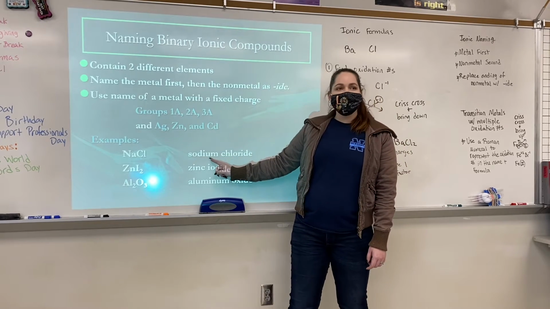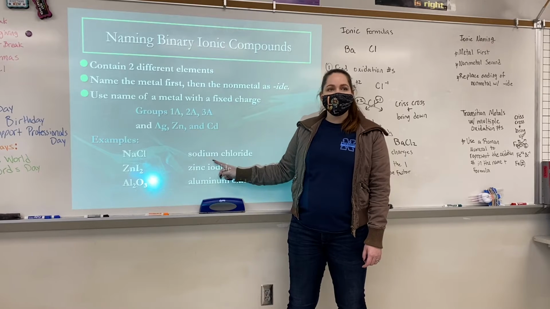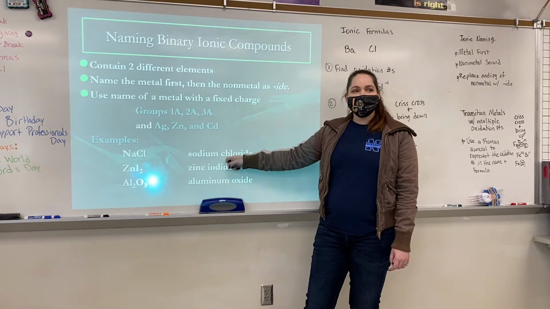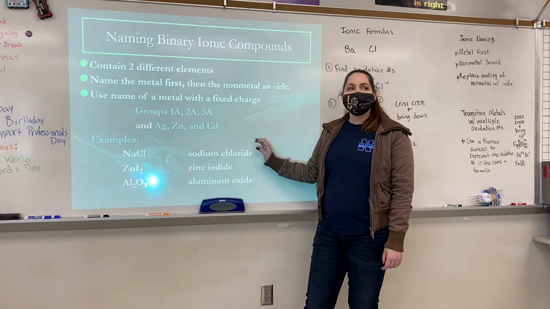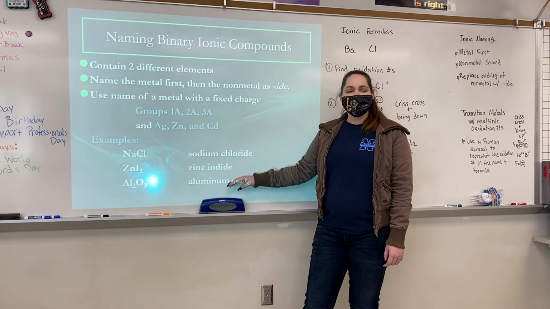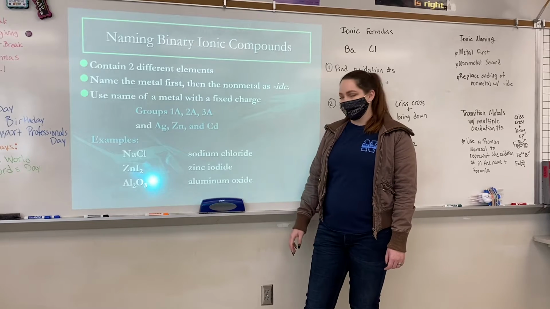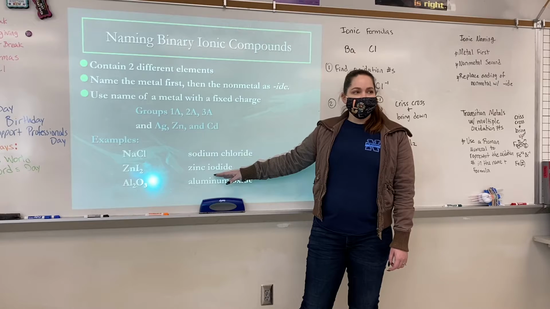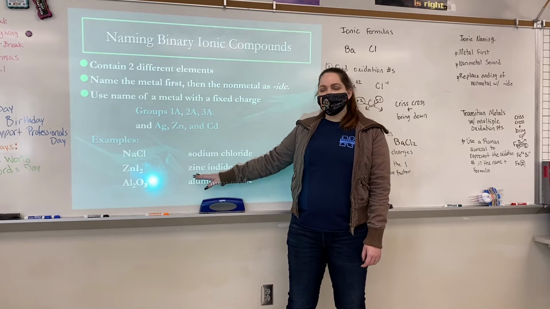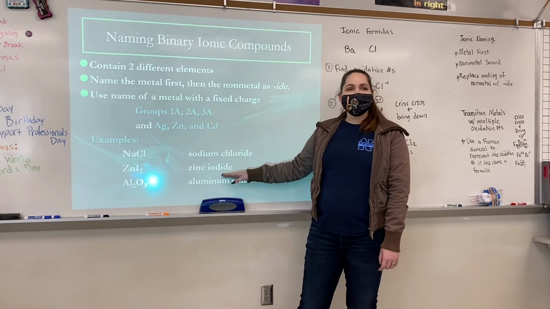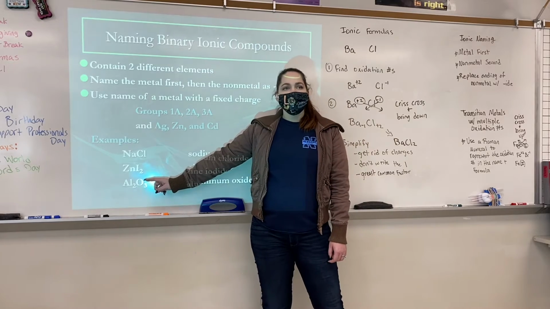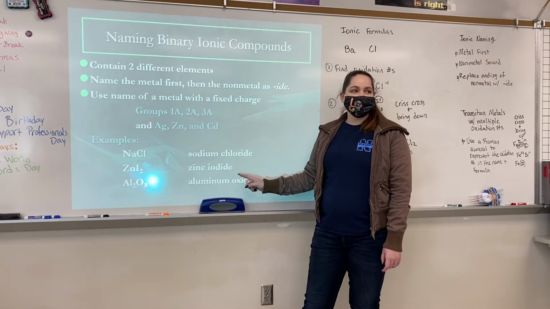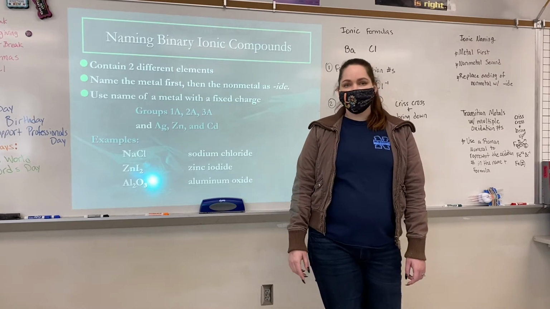So I write the name of my metal first, so I write sodium, and then I leave a space, and then I write the name of my nonmetal, which in this case is chlorine. I take off the ending of INE, and I replace it with IDE. So for zinc, I write the name of zinc, I leave a space, and then I write my second element, which is iodine, but I take off the INE ending and replace it with IDE, so that's zinc iodide.